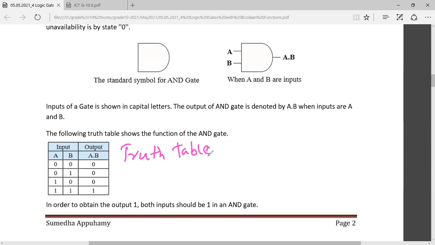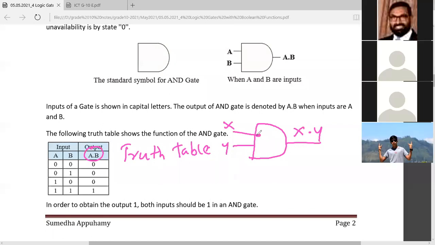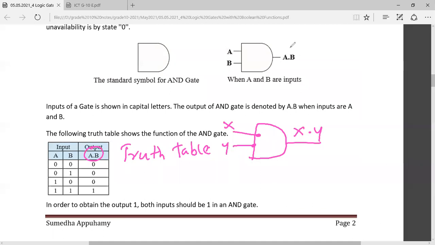Okay, truth table. And here you can see when you consider the AND gate, if you are having the signal X, if you are having the signal Y, it will produce the final output X dot Y. මෙන්න මේක මතක තියාගන්න ඕනේ. හරිද? So you are having the signal X and Y, then the output will be X dot Y.